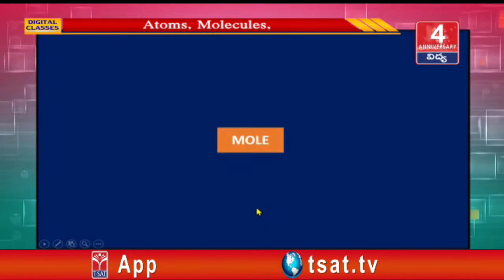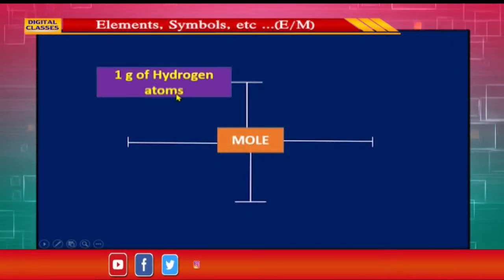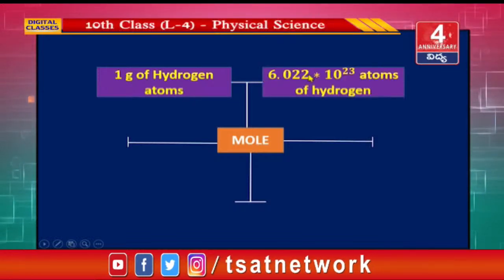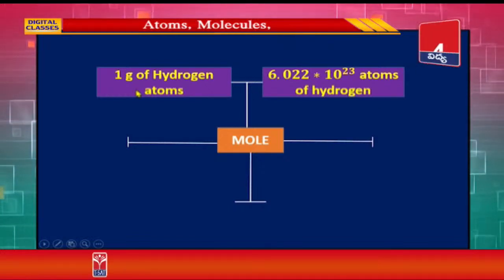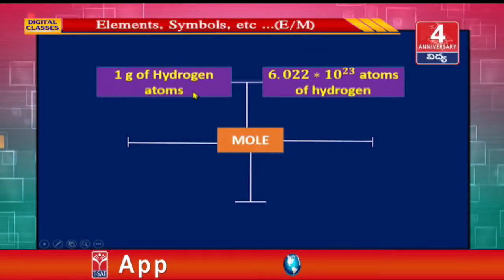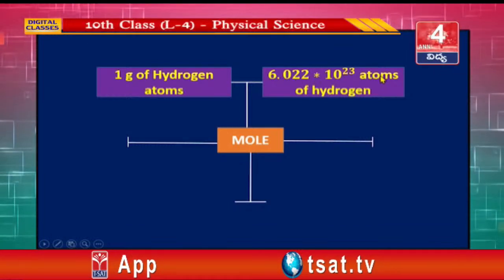Let us try to understand it, children. 1 mole is equal to 1 gram of hydrogen atoms, which is equal to 6.022 into 10 to the power of 23 atoms of hydrogen, which means 1 gram of hydrogen atoms consists of 6.022 into 10 to the power of 23 atoms.